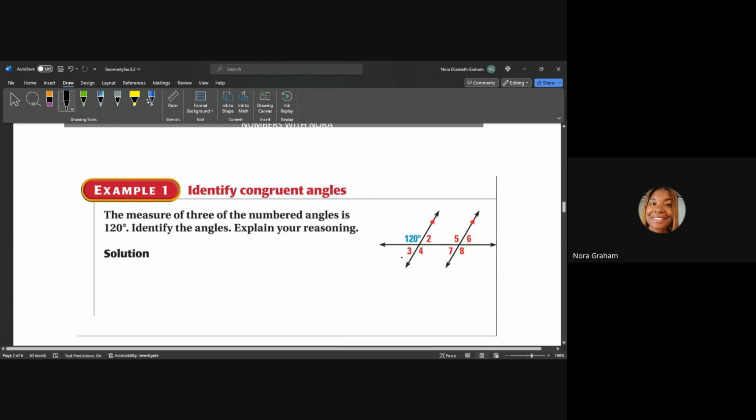We want to see what other congruent angles, or what other angles, are equal to 120 and state why. So for this one, I notice I have this 120 degrees and I have this 120 degrees, angle 5. And we're going to know this because if we look up our definitions, then we're going to see that those are actually corresponding angles.